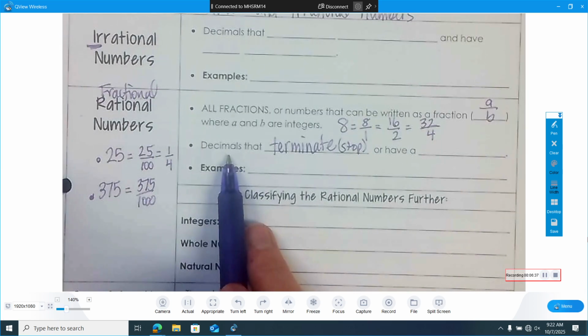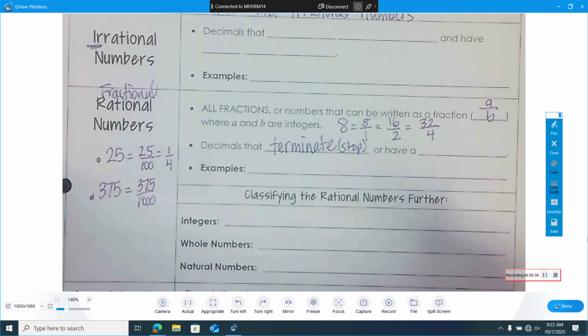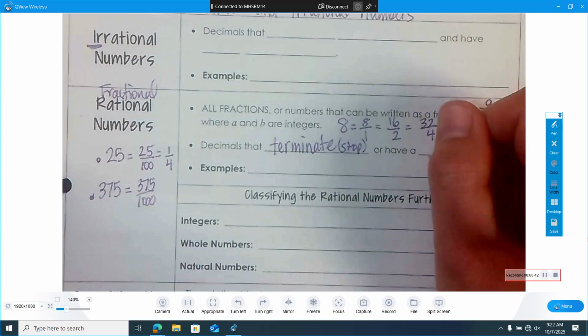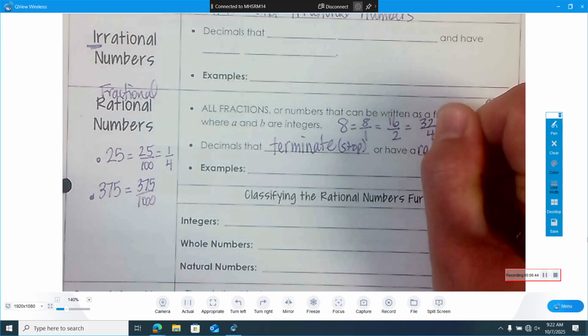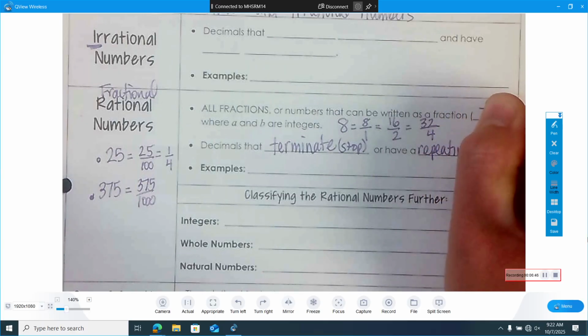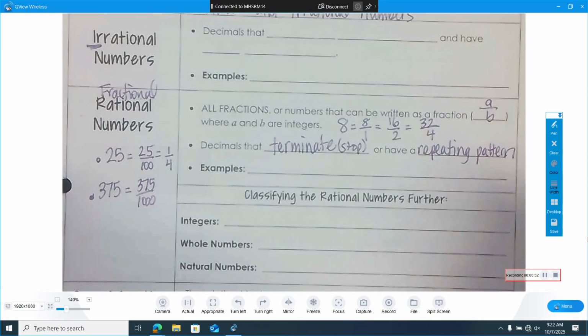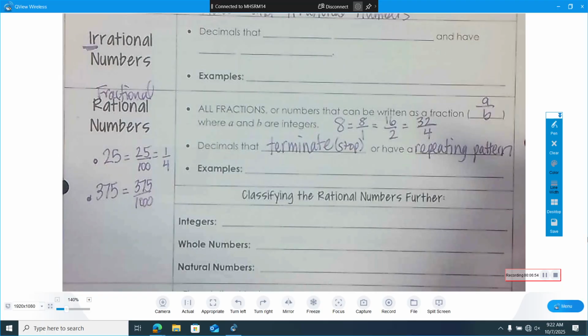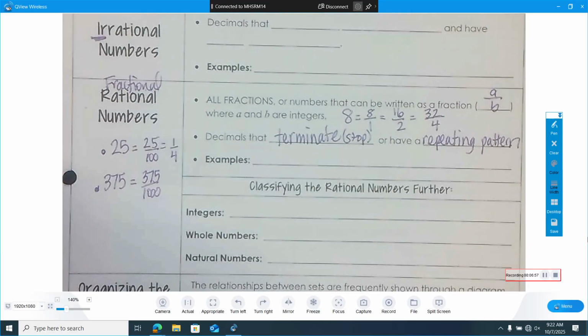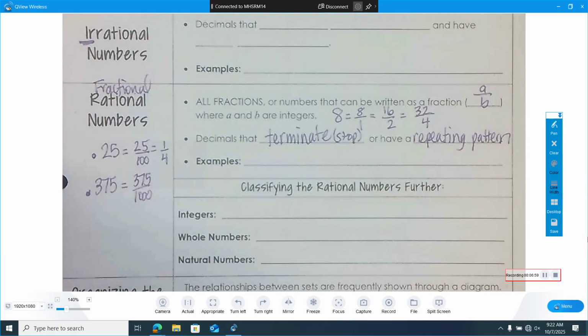Now, decimals that have a repeating pattern, I don't know if I want to say that. That's a weird way to say that. Well, that's okay. Decimals that repeat can also be written as fractions.